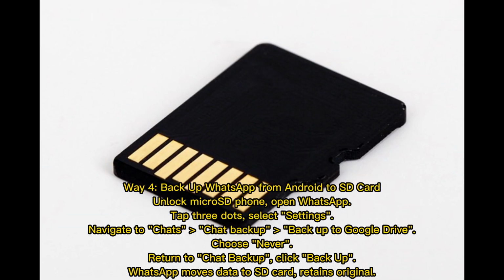Way 4. Backup WhatsApp from Android to SD card. Unlock Microsoft phone, open WhatsApp, tap 3 dots, select Settings, navigate to Chats, Chat Backup, Backup to Google Drive, choose Never, return to Chat Backup, click Backup. WhatsApp moves data to SD card, retains original.